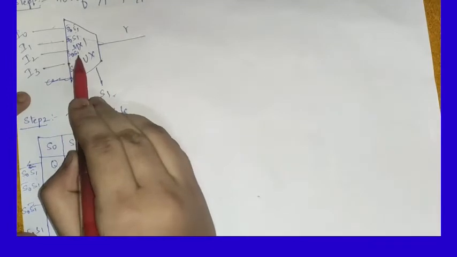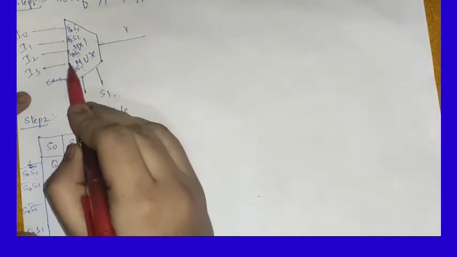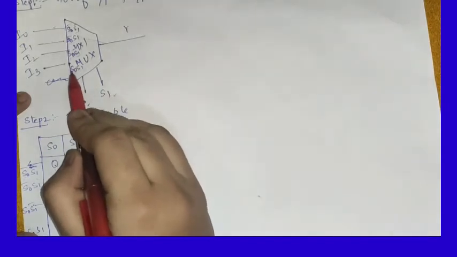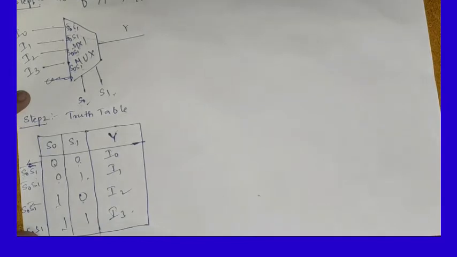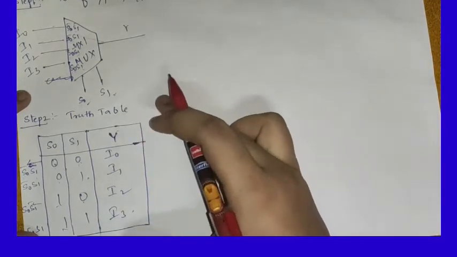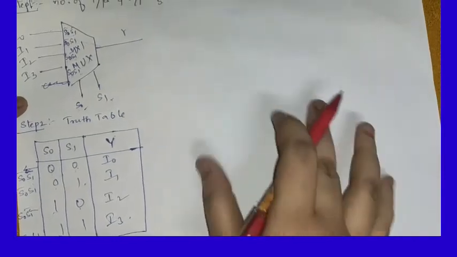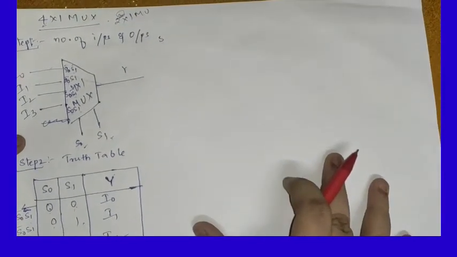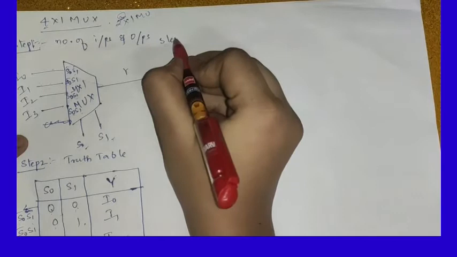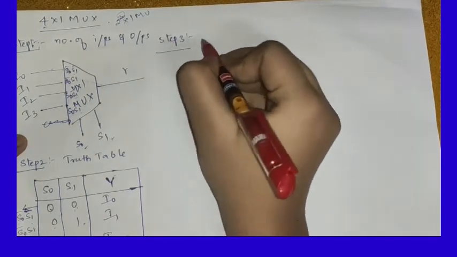So this is 1 0. If 1 0, I2 is selected. This is 1 1, right? No primed variable is there. S0 S1 is nothing but 1 1, so I3 is selected here. So in this way we write the truth table. And going for step 3, step 3 is nothing but the Boolean expression.